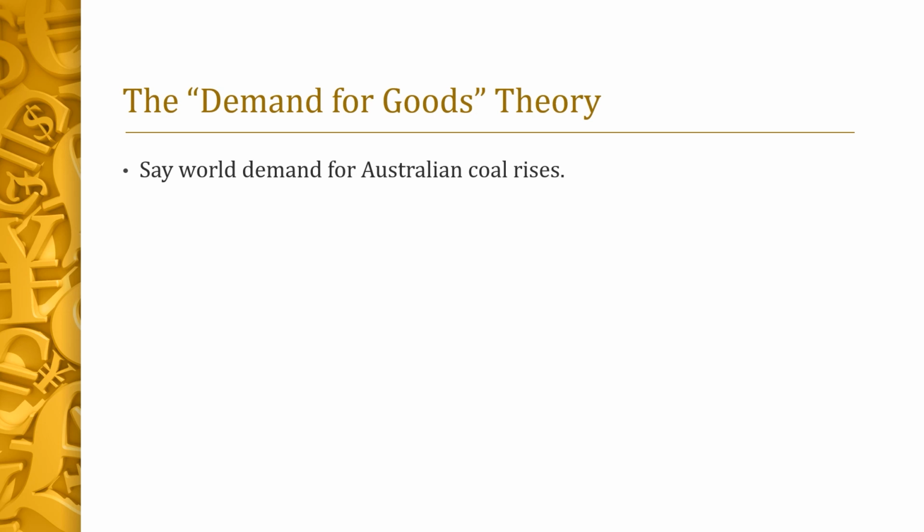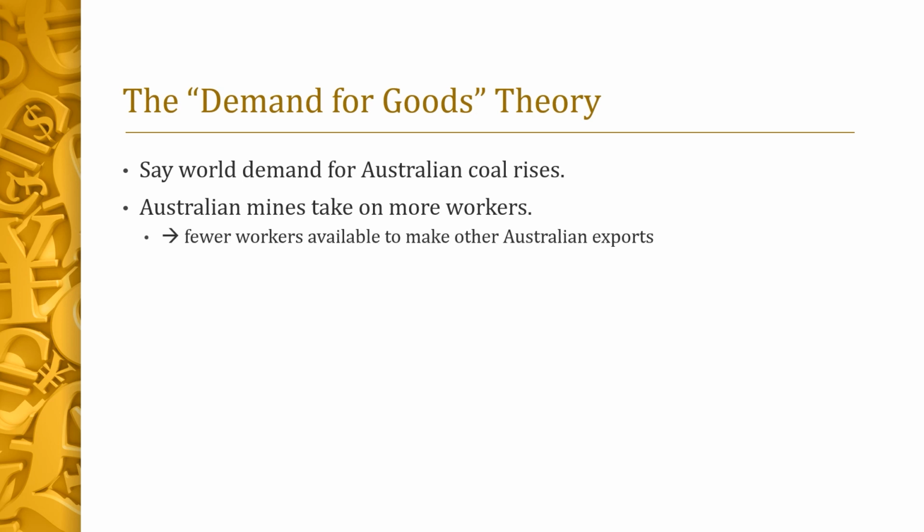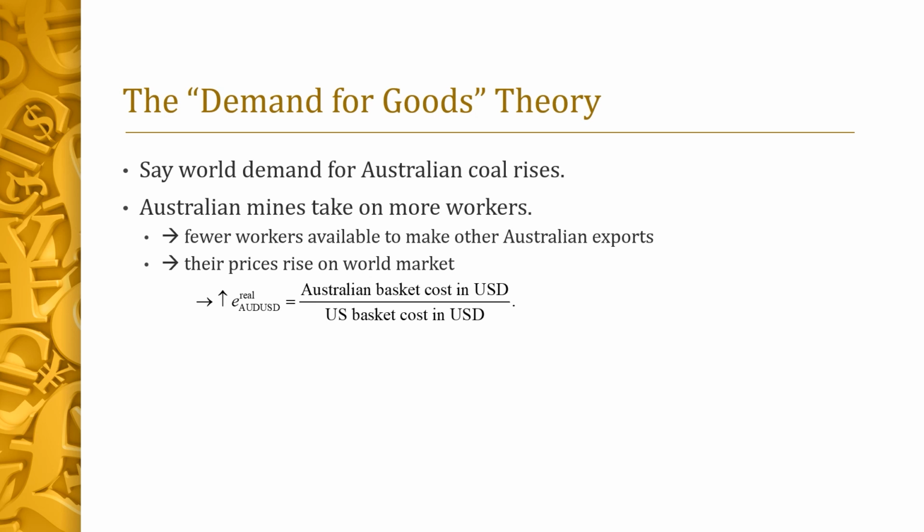We'll work with a concrete example, a rise in world demand for Australian coal. This leads Australian mining companies to hire more workers. But this in turn means that there are fewer workers available to make the Australian export brands that the world knows and loves: Billabong, Foster's, Arnott's, Bellamy's Organic, A2 Milk, and so on. Accordingly, the prices of these other goods must rise on the world market. That is, the cost of the Australian basket in US dollars rises relative to the cost of the US basket in US dollars. This amounts to a rise in Australia's real exchange rate with the US.